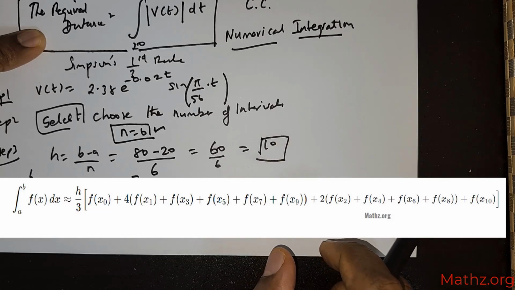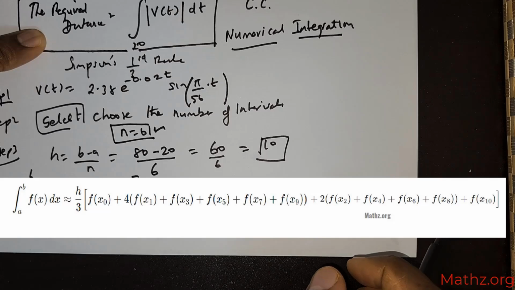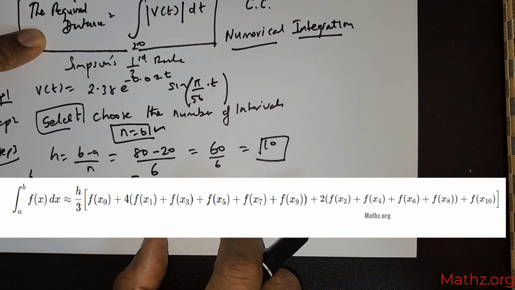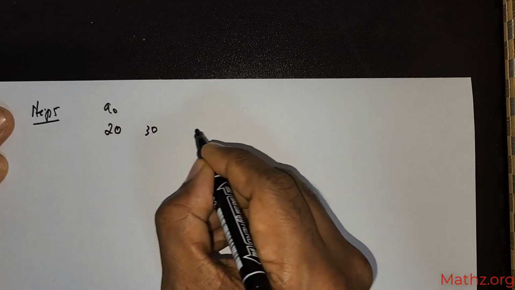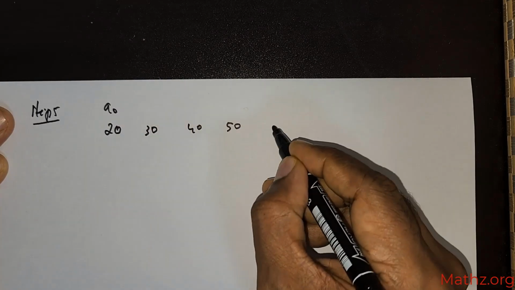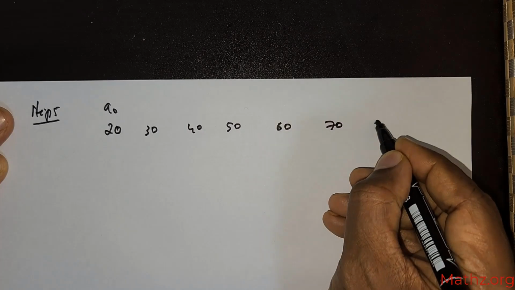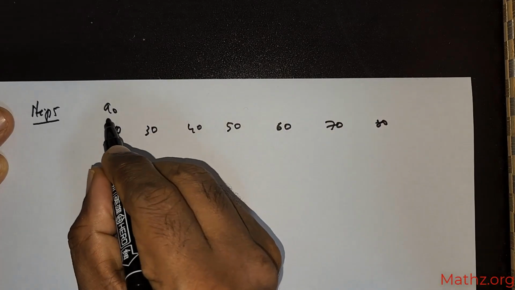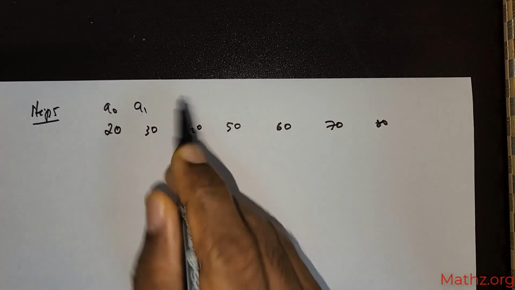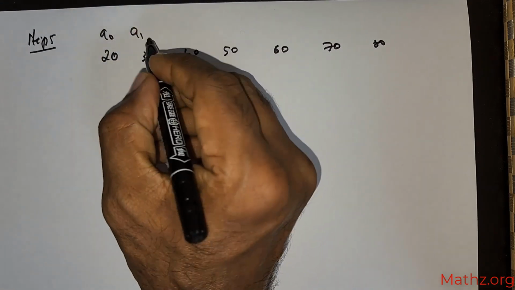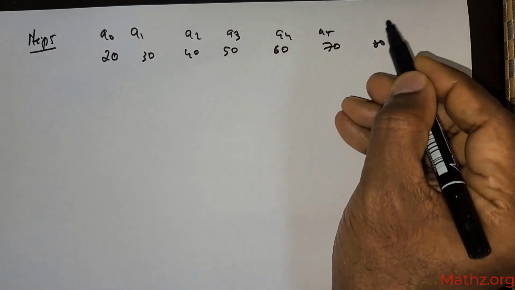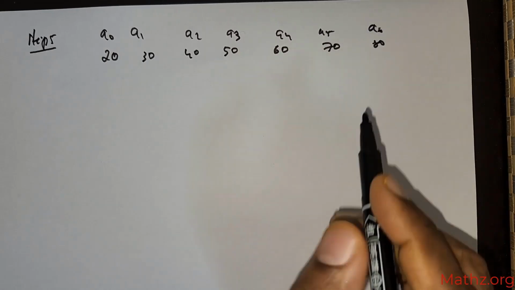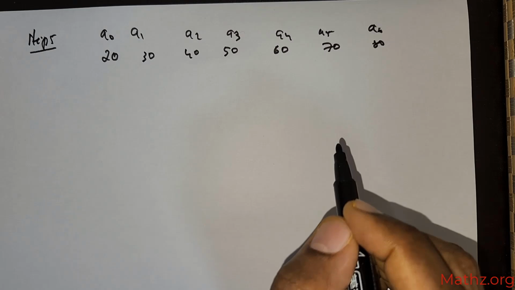Having given you this, let me show you how to apply units until you reach 80. So 20, 30, 40, 50, 60, 70, 80. This is the last entry. You start with a0 and start entering the values a1, a2, a3, a4, a5 and a6. This is the final entry.